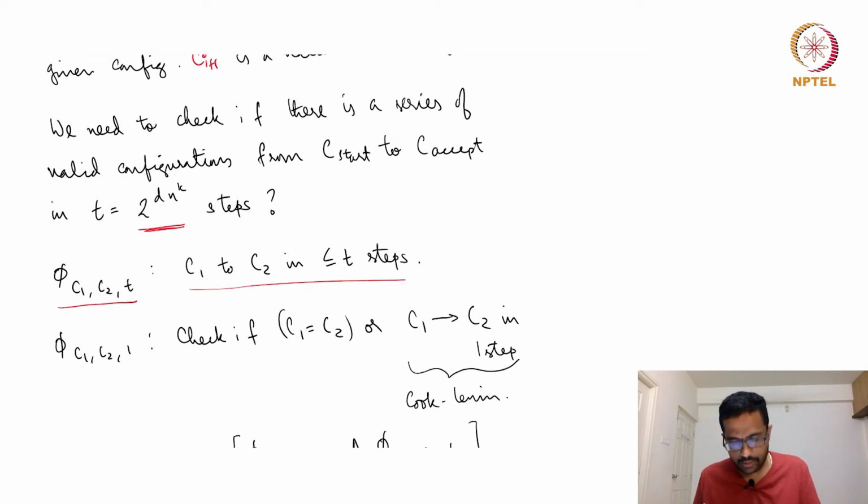Okay, so let us see what is phi of C1, C2, 1. Can we move from C1 to C2 in one step at most? Right?